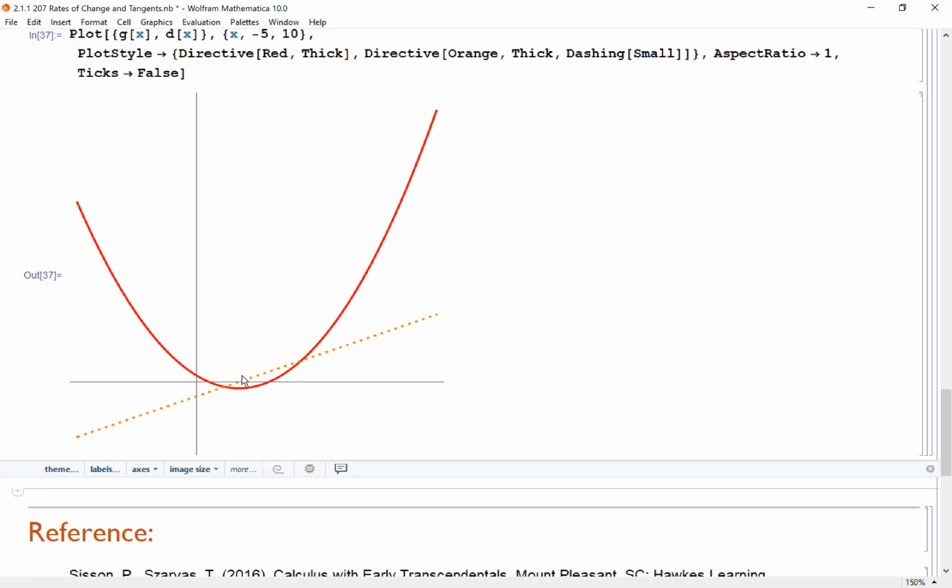When it hits the axis right here, it looks like this red curve kind of bottoms out for a little bit. And then notice when the dotted line is positive, when it's above the x-axis, going from left to right, what is the red curve doing? It looks like it's going up. It's increasing. And I think that's the relationship.